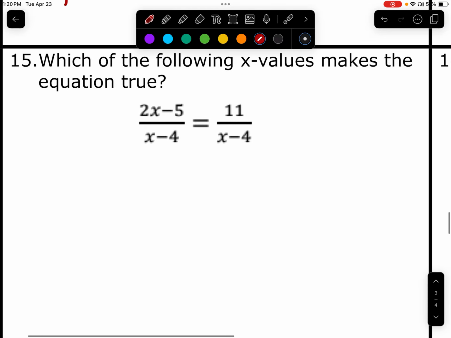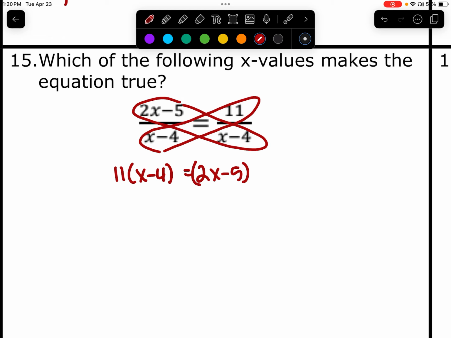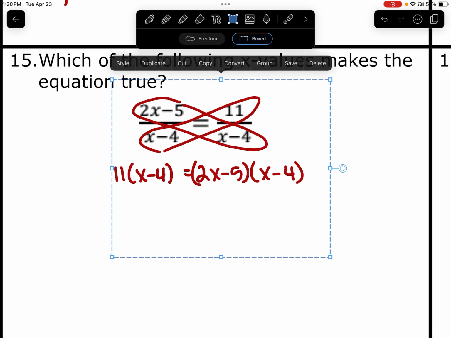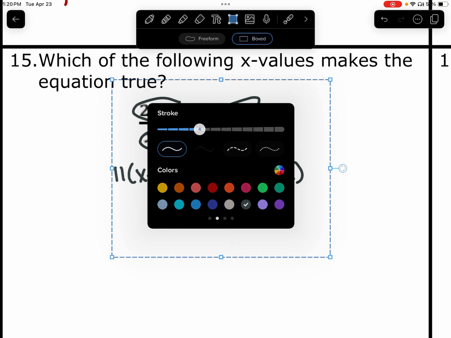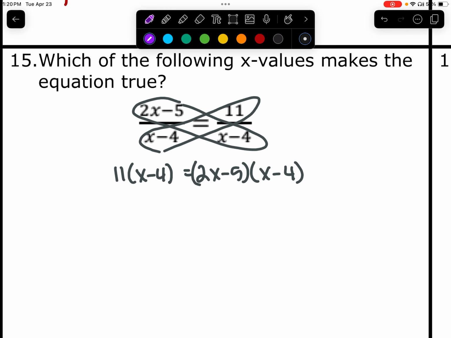15, which of the following X values makes this equation true? Since it's already in proportion form, I'm going to use cross product. Notice I did not distribute first this time, and that's because we're going to have to do some FOIL. Okie dokie. All right, so this one over here is going to be fine. It's just 11x minus 4.